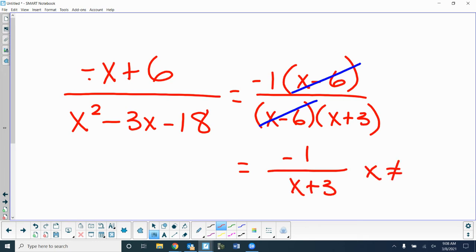Now remember, you look at before you cancel, that's what you look at for the zeros in the denominator. So +6 makes that a 0, and -3 makes that parentheses 0, right?